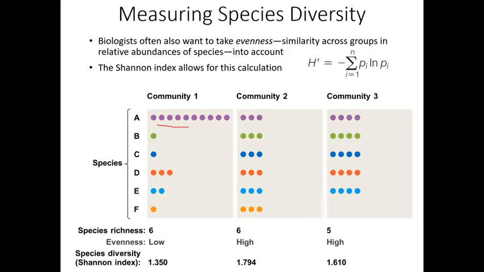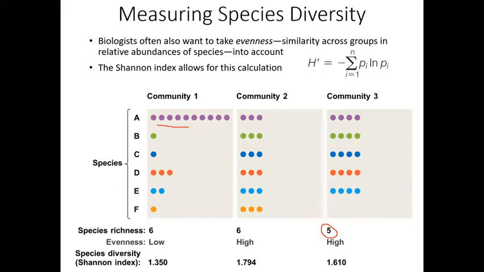Community 2 also has 6 species, but they're all relatively the same size, and community 3 has a lower species richness, that is, it has fewer species. It only has 5 instead of 6. However, of those 5 species, all are pretty much the same size.